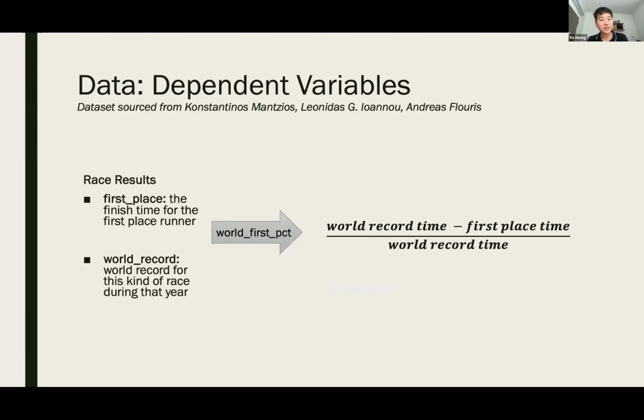I don't have it on these particular slides, but I actually found that for both the 5K and the marathon, the distribution of world first percentage was relatively similar, enough so that I felt okay with comparing it.